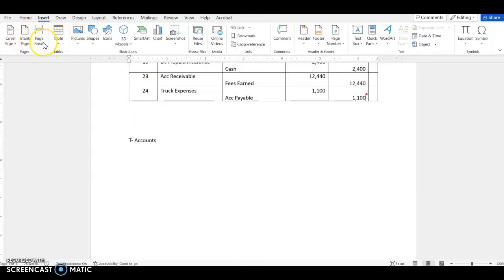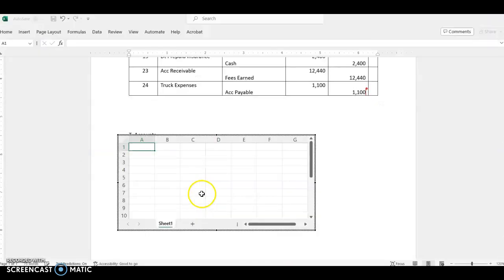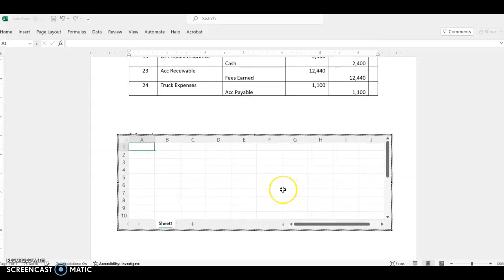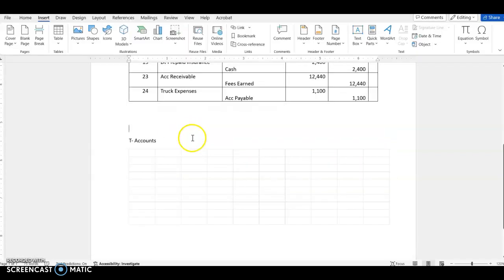Okay, I've decided to insert the Excel spreadsheet here. So basically we have an Excel spreadsheet here. It's easier for us to prepare the accounts. Okay, so basically we have 1, 2, 3. We need at least three columns.